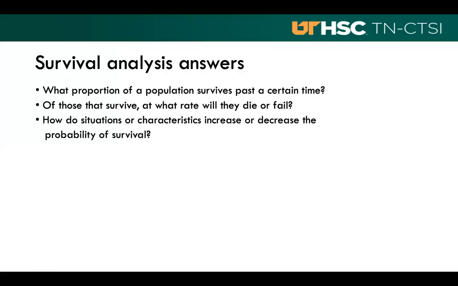So survival analysis answers what proportion of a population survives past a certain time point, and of those that survive, at what rate they will die or fail. And how do situations or characteristics increase or decrease the probability of survival? Based on the characteristics of participants, we can look at whether there is a survival difference. Some groups or characteristics might increase the risk of failing, or they might promote survival during the follow-up period. So we can analyze data to see what characteristics increase the risk of an event.